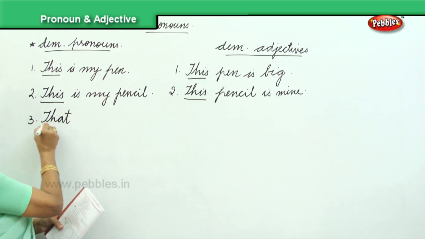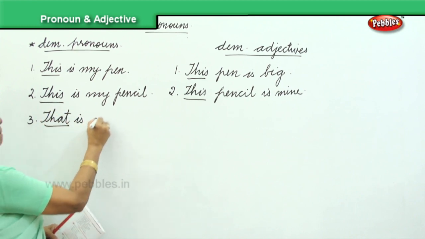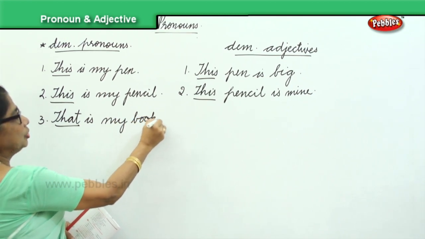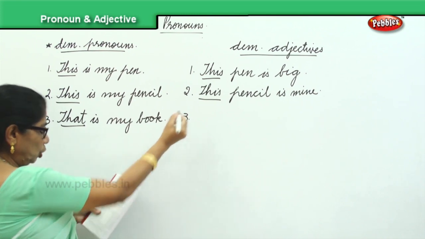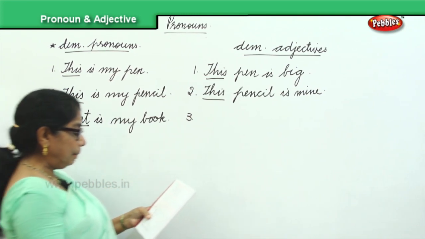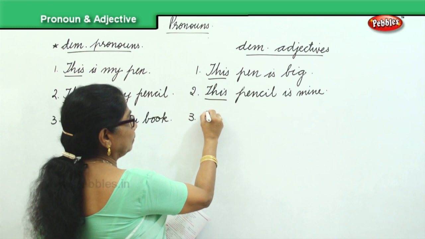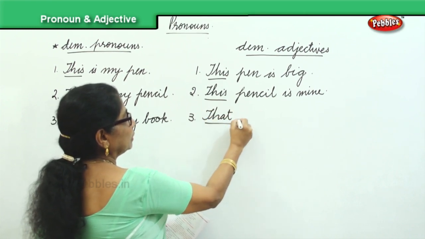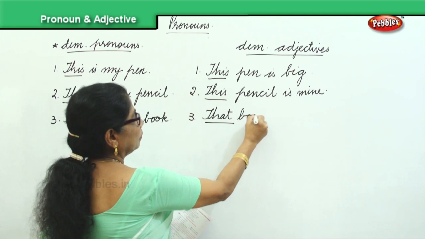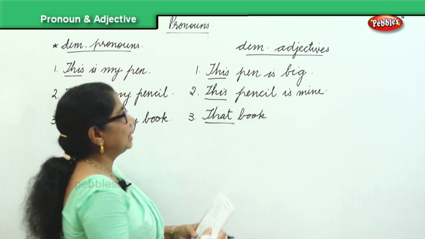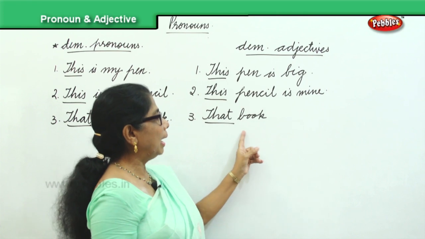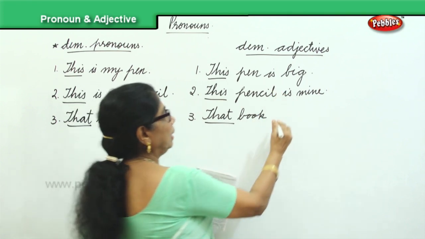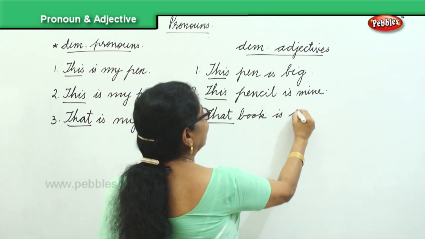Next, that is my book. That is my book. In demonstrative adjectives, you will say, that book is mine. You can either say that book is mine, or that book is big, because it's adjective. Okay? That book is, let's say, small.